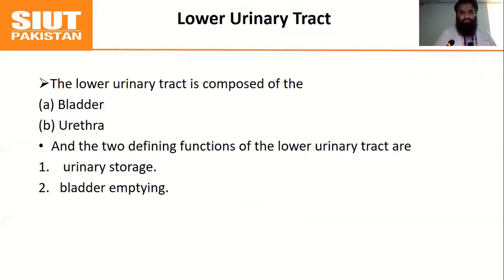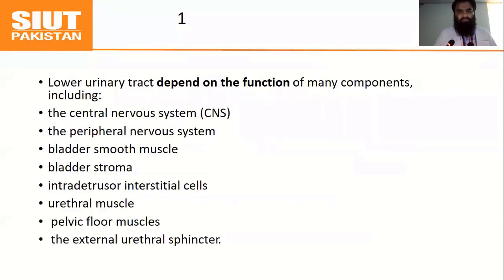The lower urinary tract is composed of the bladder and urethra, and the two defining functions of the lower urinary tract are urinary storage and bladder emptying. The lower urinary tract depends on the function of many components, including the central nervous system, peripheral nerves, bladder smooth muscle, bladder stroma, urethral muscle, pelvic floor muscle, and the external urethral sphincter.